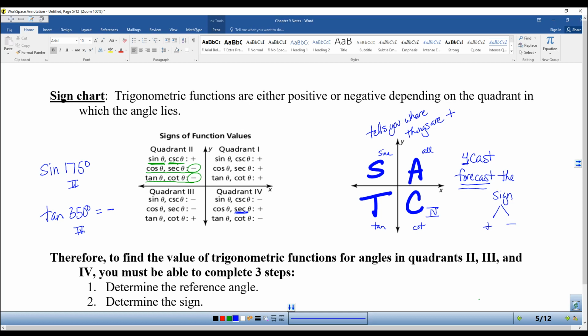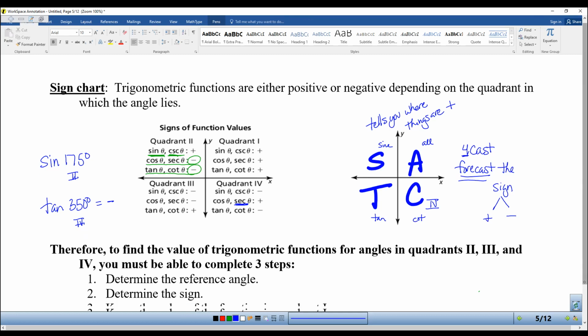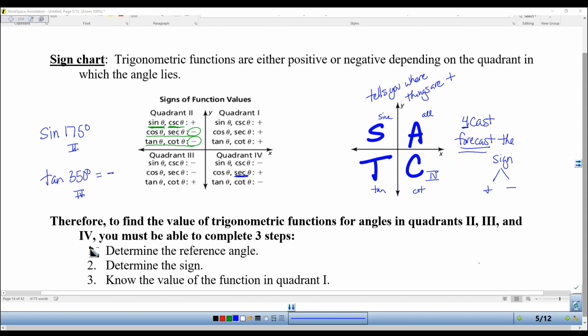Okay, so there are going to be 3 steps, I told you. The first, you always have to know the reference angle. You need to know what quadrant you're in. This is huge. And then you're going to determine the sign. This is where you use your forecast, step 2. In step 3, you actually need to know all the trig functions. So we're just going to focus on the ones that are on the unit circle.